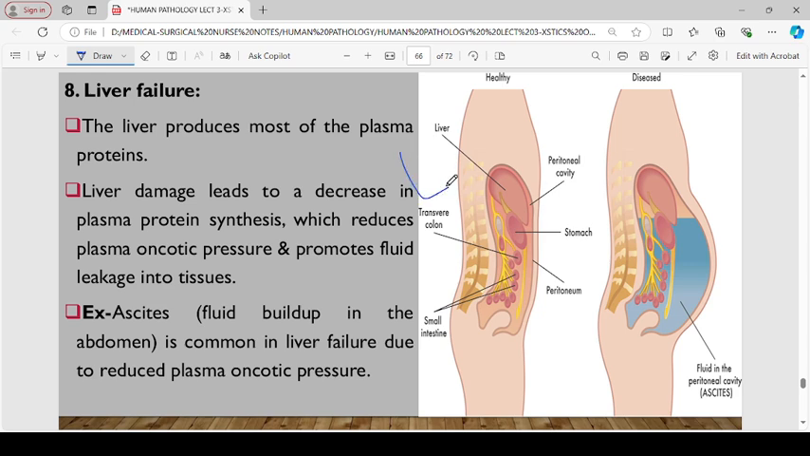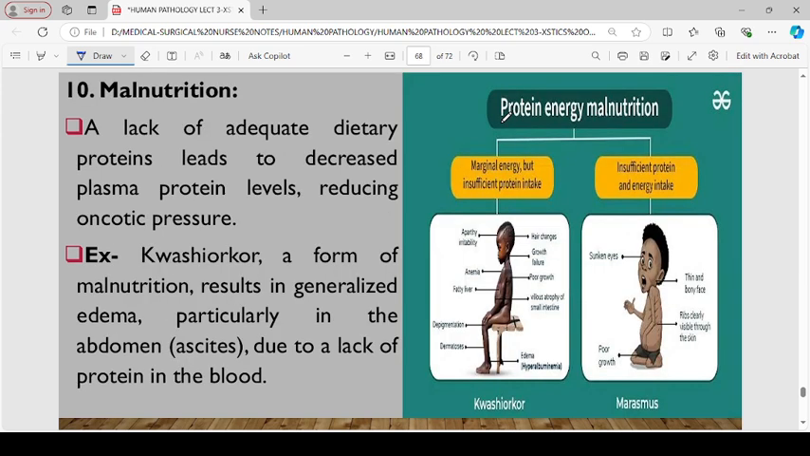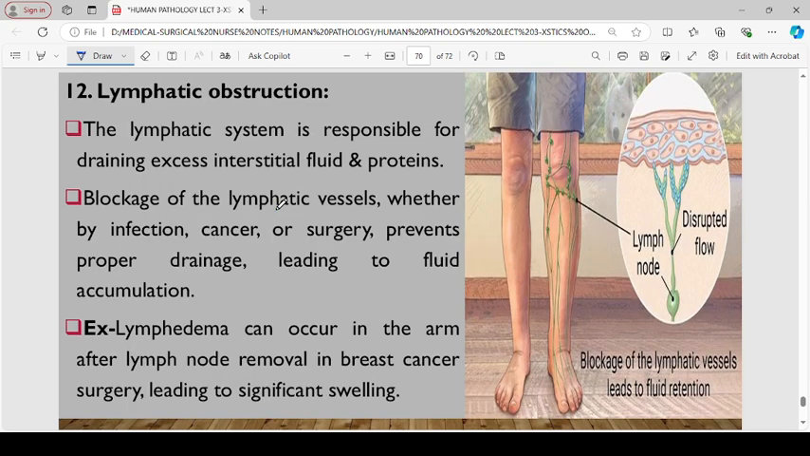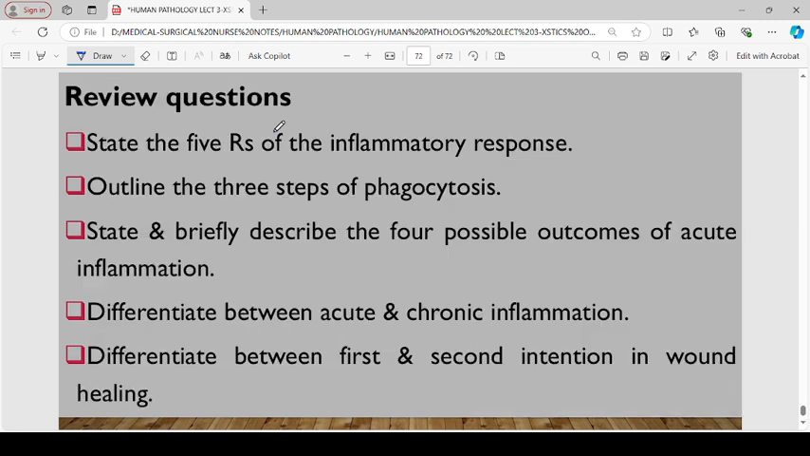Also, we could have liver cirrhosis, which we have already mentioned, renal diseases, and malnutrition, especially kwashiorkor, which is a form of malnutrition. Somebody undergoing an inflammatory response could also develop the edema process. We also have lymphatic obstruction as another cause, or intracellular edema. So we have several causes that can cause edema.